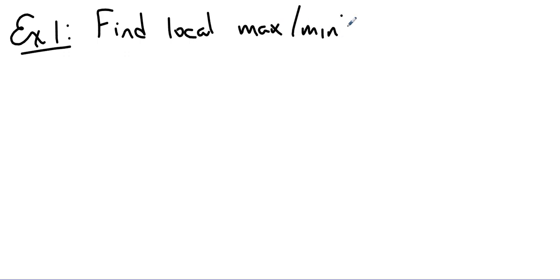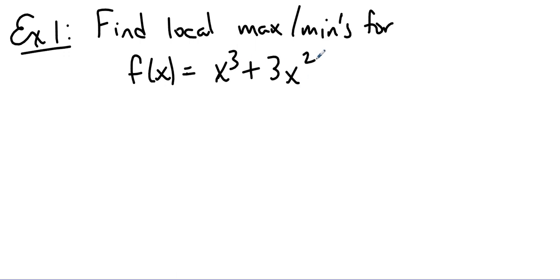So let's find local max and mins for f of x equals x cubed plus 3x squared minus 24x minus 2. So where are the local max and min values?